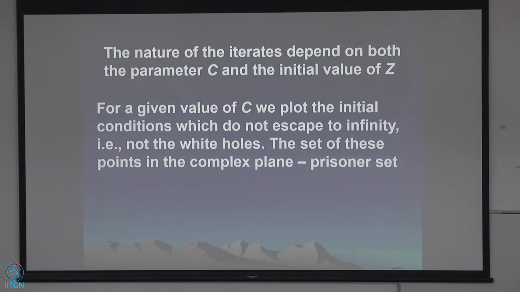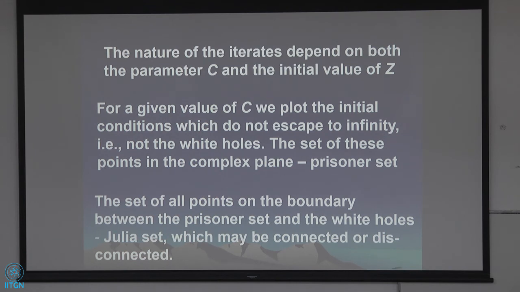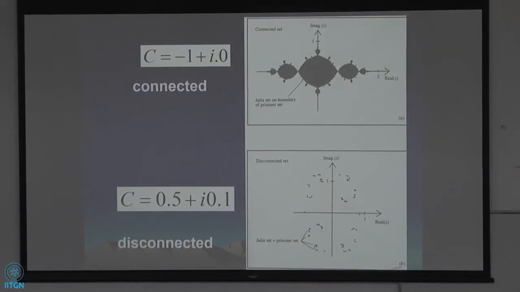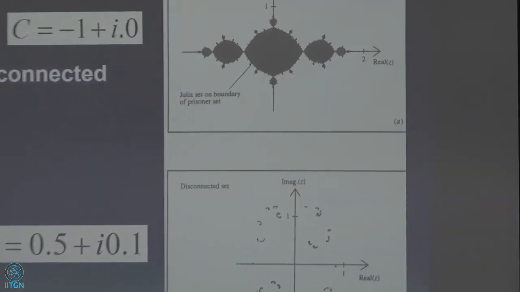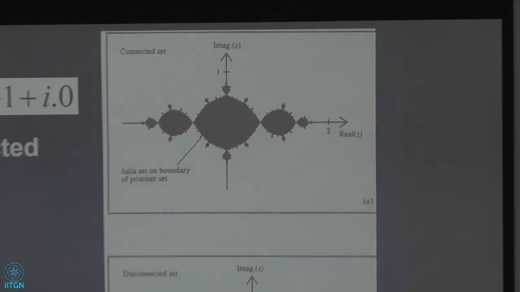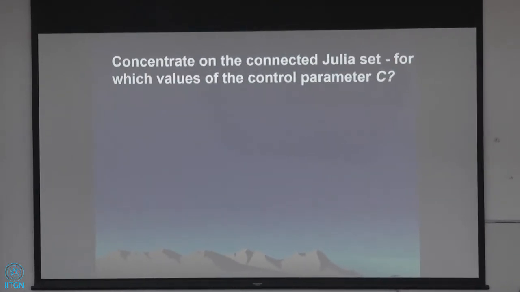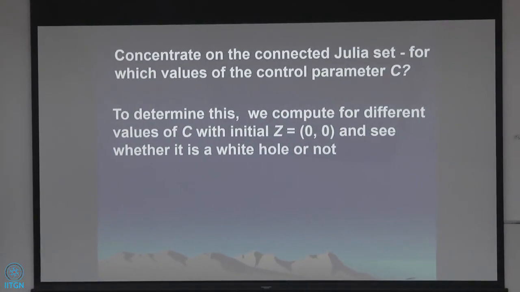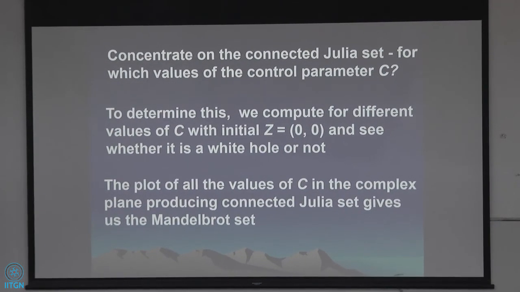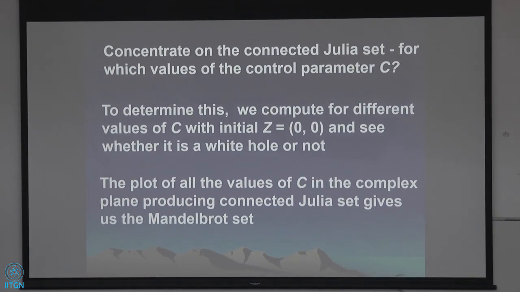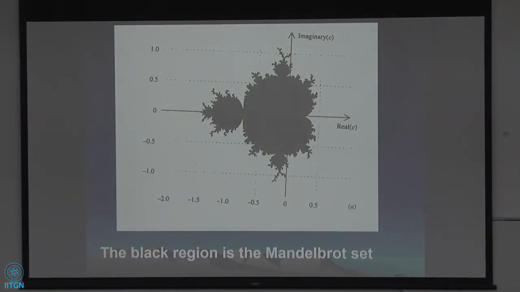So, the set of all points on the boundary between the prisoner set, where it does not go to infinity, and the white holes is called the Julia set, which may be connected or disconnected. So, this is the disconnected Julia set for these values of C, and for this value of C, the Julia set is connected. And concentrate on the connected Julia set: for which values of the parameter? These values of C in the complex plane producing a connected Julia set give us the Mandelbrot set. So, this is the famous Mandelbrot set.